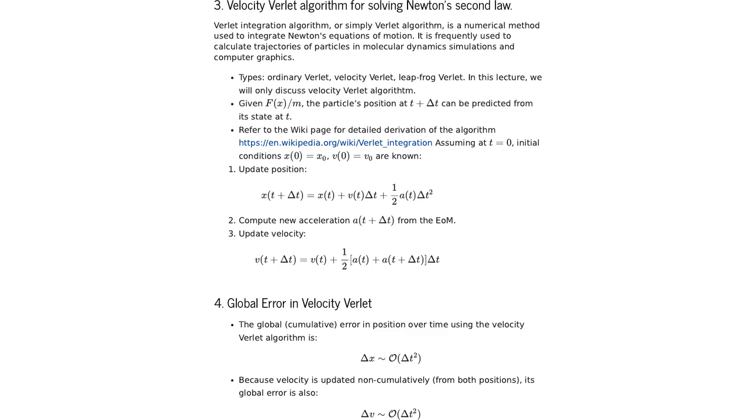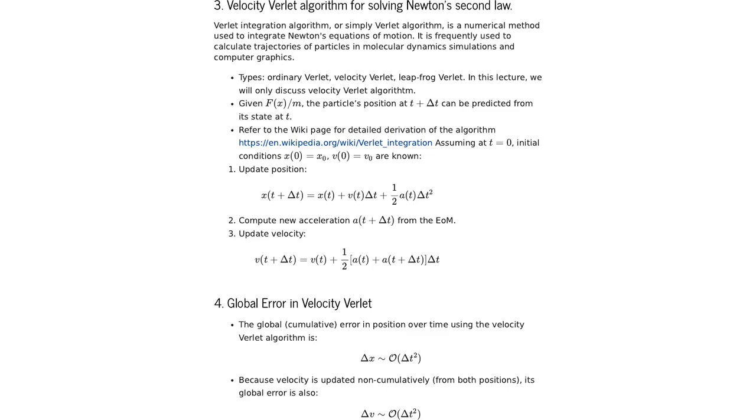The core idea is that if we know the force as a function of position, and thus the acceleration, we can predict a particle's position at a future time, t plus delta t, based on its current state at time t. For a detailed derivation, you can refer to online resources. Assuming we know the initial conditions, position x at time 0 and velocity v at time 0, the velocity Verlet algorithm proceeds in 3 steps.